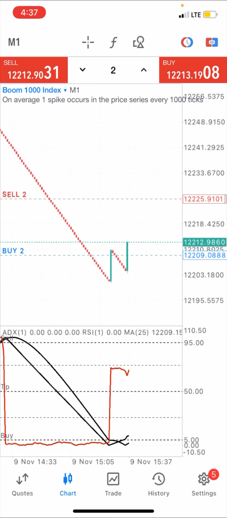That was a spike right there. That was a spike right there. We just cut one spike around there, and that's some good money right there, guys. So you can make a lot of money using this powerful strategy if you understand how it works.